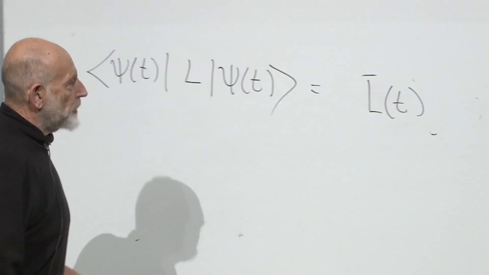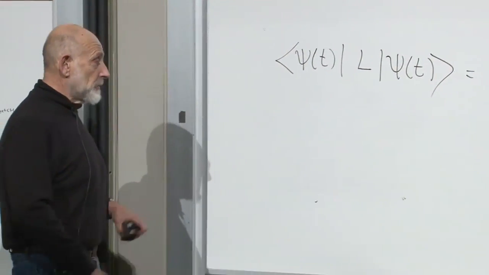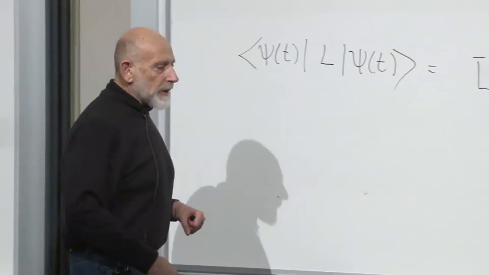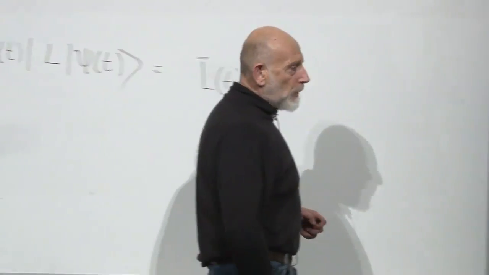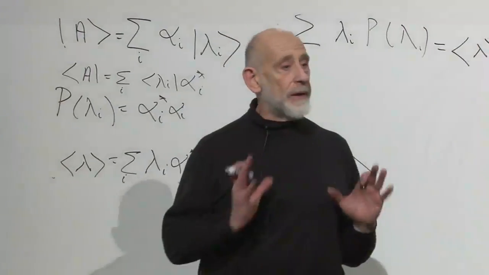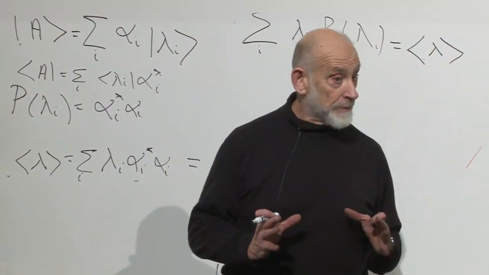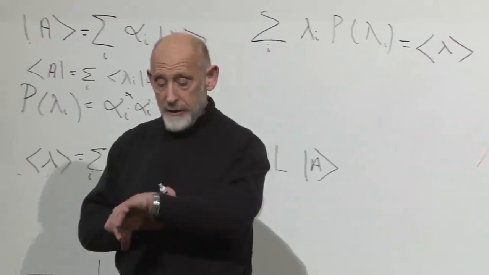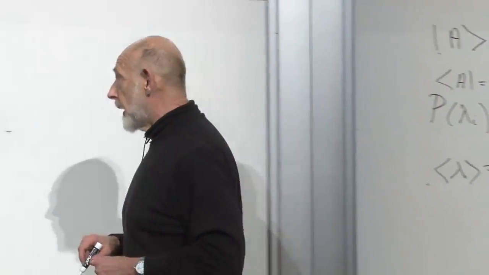It means the average as a function of time. Let's do it that way. What would we like to do with this? We'd like to find equations of motion for it. In other words, we'd like to find out how it changes with time by differentiating it with respect to time. I want to take this quantity and differentiate it with respect to time.